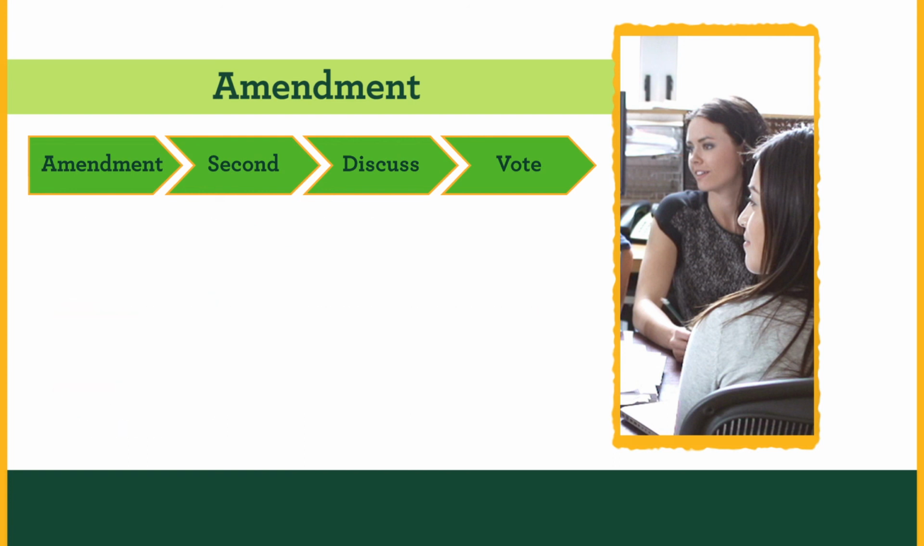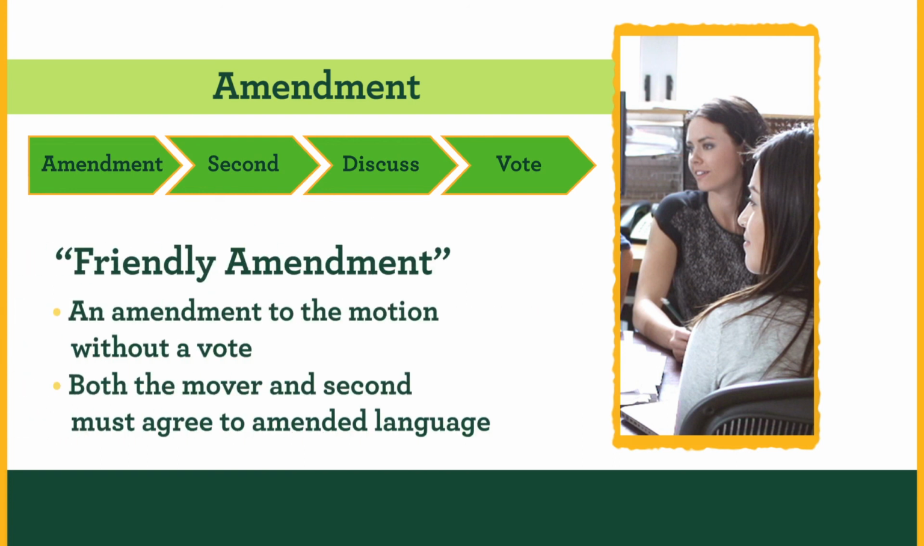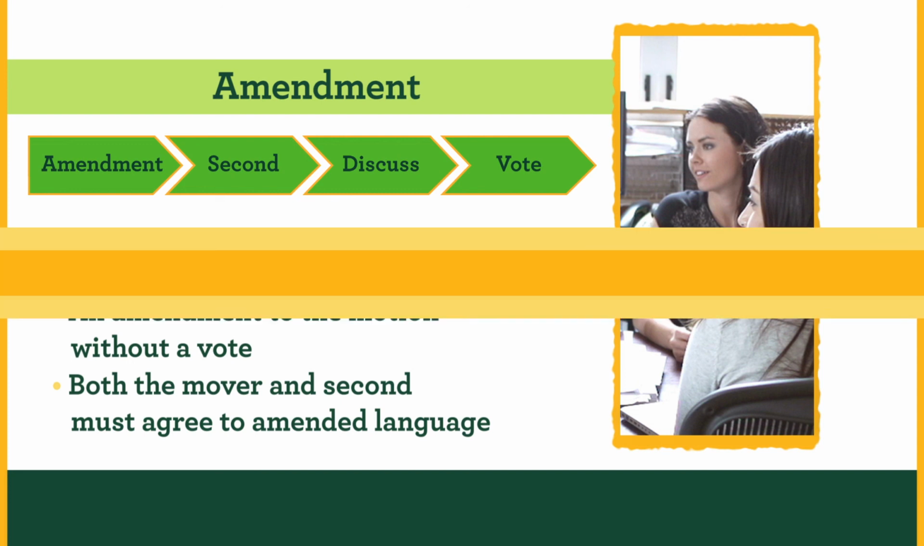Less formal meetings may utilize the friendly amendment technique. A motion may be amended as a friendly amendment if both the mover and second of the main motion agree to the amended language. If they do not, the amended motion is voted on and then the board returns to the main motion. This usually occurs when group discussion leads to a consensus for a slight change to the original motion with the maker agreeing. This technique does not follow Robert's Rules of Order and should be avoided at more formal or high-stakes meetings.